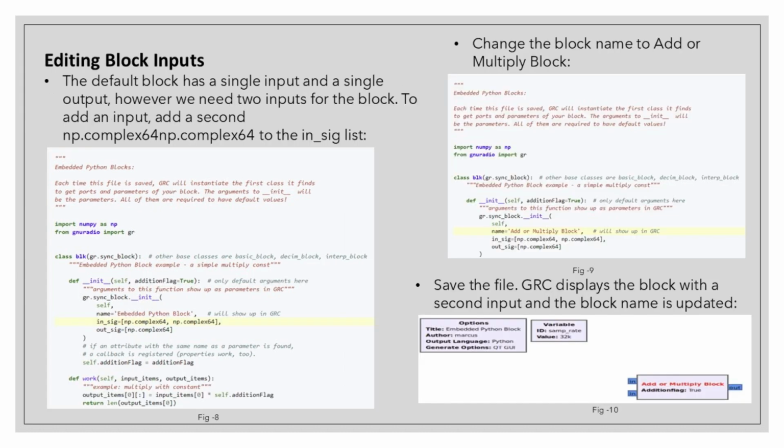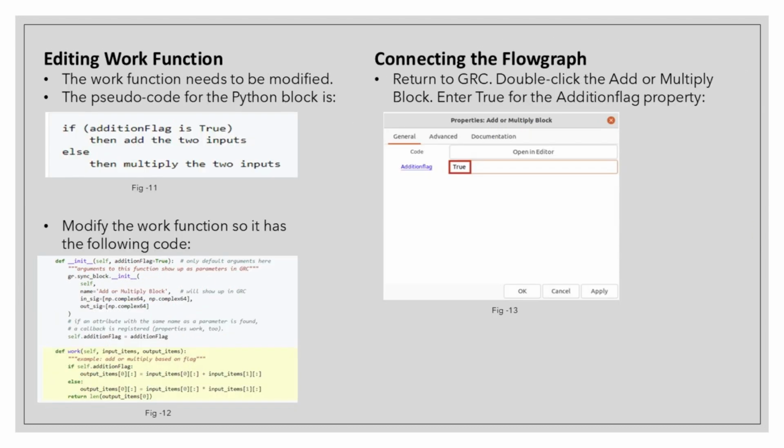Editing block inputs. The default block has a single input and a single output. However, we need two inputs for the block. To add an input, add a second np.complex64 to the in_sig list as shown in Figure 8. Change the block name to add or multiply block as shown in Figure 9. Save the file. GRC displays the block with a second input, and the block name is updated as shown in Figure 10.